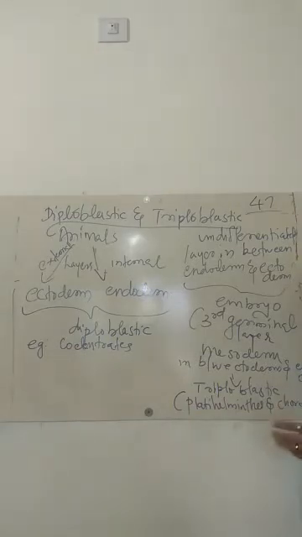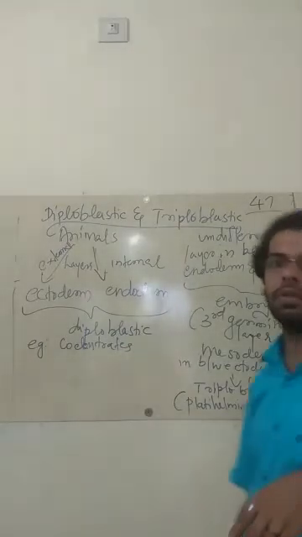Okay, so the animals in which the mesoglea is replaced by the development of the mesoderm in between the ectoderm and endoderm are known as the triploblastic. The examples for triploblastic animals are, sorry, the Platyhelminthes and the chordates. Okay, so I think you have understood. After that, we will draw the structure of it. Okay, you write it.